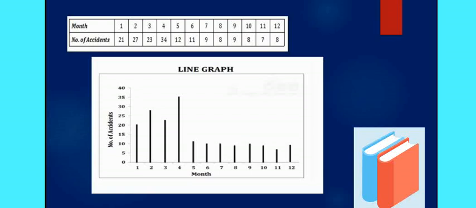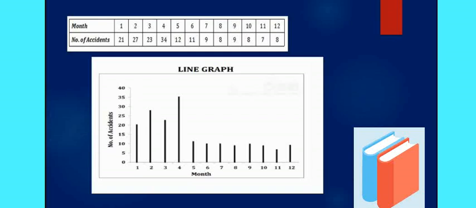So here, given the month and the number of accidents, there are 12 months, and the corresponding accidents are given. So you take x-axis and y-axis. The month only you write on the x-axis, okay? And for the number of accidents, what is the greatest value? 27. So you take 5 on the y-axis, number of accidents.